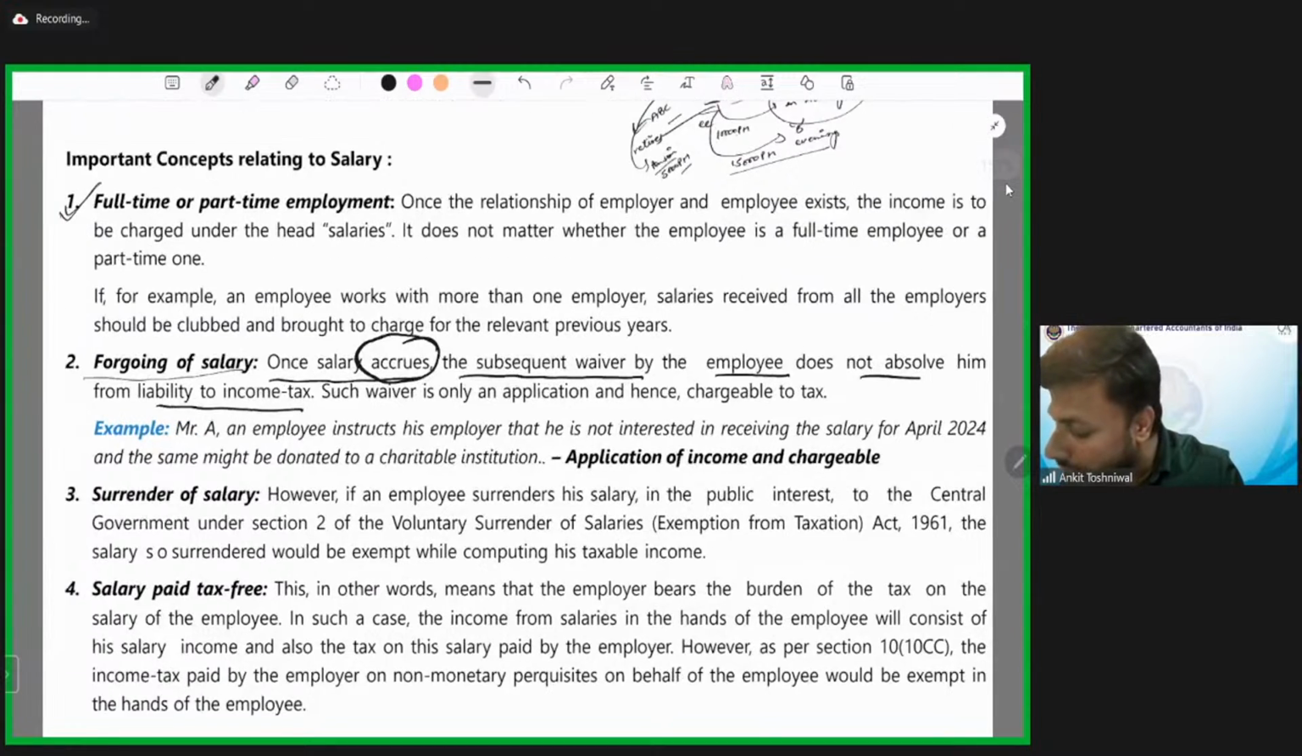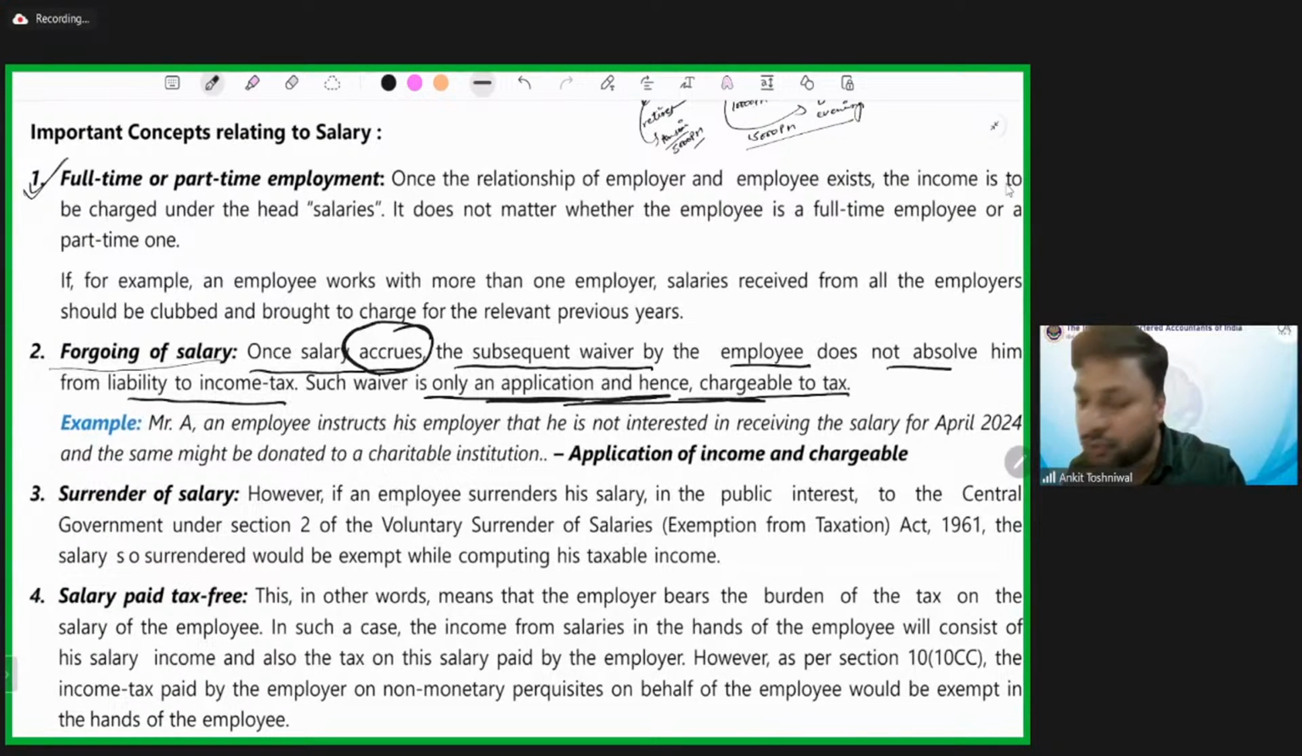Such waiver is an application of income and hence chargeable to tax. He is applying his income. Whatever he wants to do, he can do with his income, whether to donate, whether to waive, whatever. Absolve meaning, okay, it's your homework. Just search.